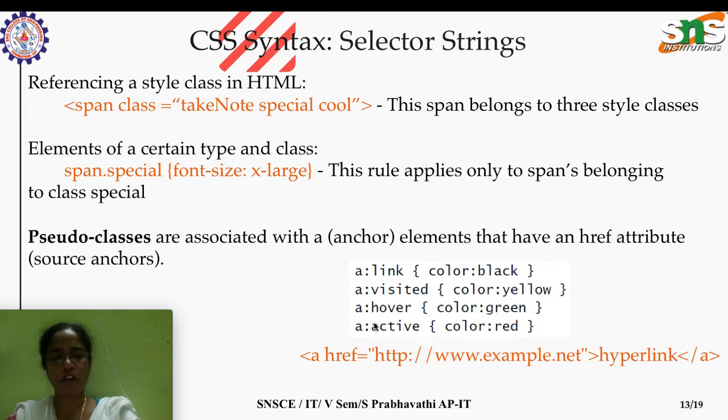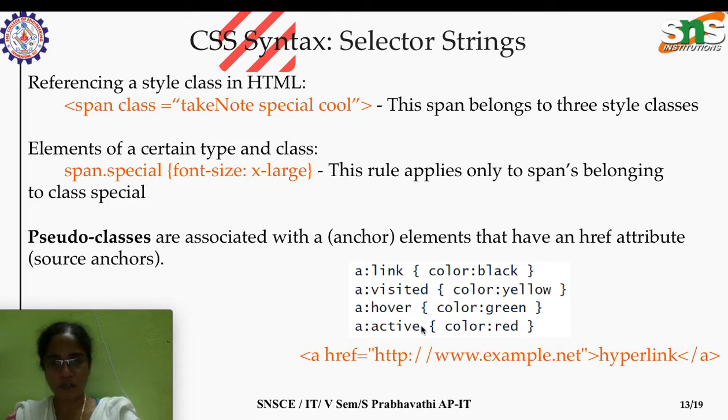And hover means moving the mouse over that link. At that time the color should be green. And active means when we click it and we didn't release it, just the click has been made. During that time the link is said to be active. So while clicking the mouse, what's the color of that link? These things we can change.